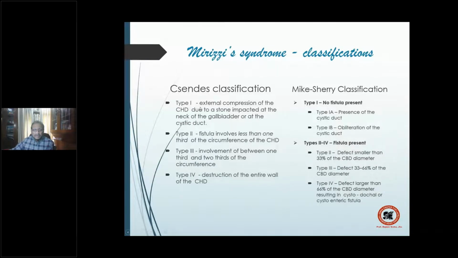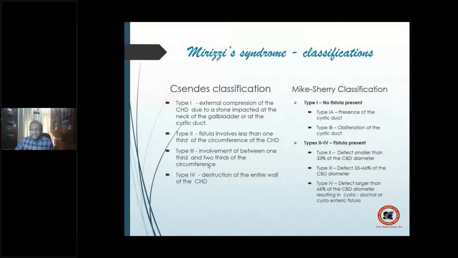Type 1, where there is only compression. Type 2, the fistula involves less than one third of the circumference of the CHD. Type 3, more than one third to two thirds of the circumference of the CHD is fistulized. That means types 2, 3, and 4 are basically dependent on the size of the fistula formation. So in type 2, the fistula is less than one third of the circumference of the CHD. In type 3, it is more than one third and less than two thirds. Type 4 becomes the destruction of the entire wall of the CHD and the stone moving into the extrabiliary system.